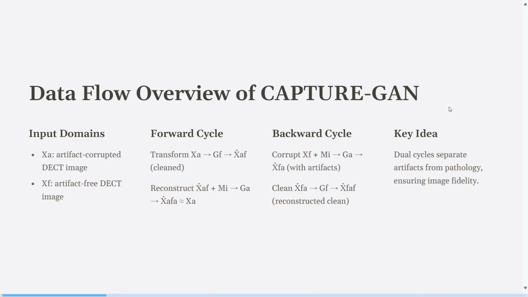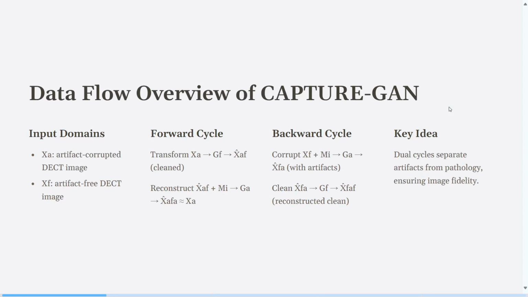Hello everyone, I am Garv and I will be explaining the method details for artifact removal in dual energy CT imaging. So, before we dive into the technical components, let's quickly recap how CAPTURE-GAN processes images. The model works in two domains, one with artifact corrupted DECT images denoted as XA and one with artifact free images XF. In the forward cycle, XA is passed to the artifact removal generator GF, which outputs a clean image XAF. This cleaned image is then recorrupted by the artifact corrupting generator GA using a mask MI to recreate the original corrupted images.